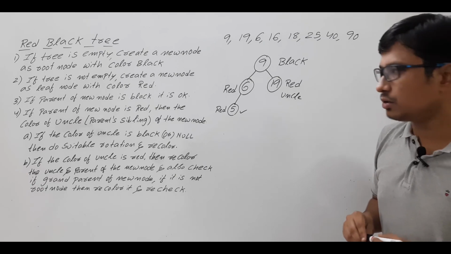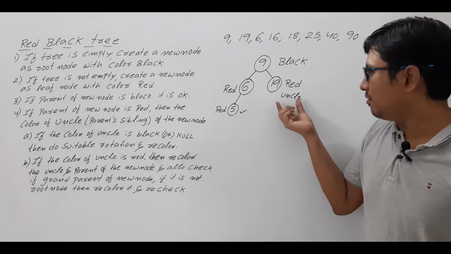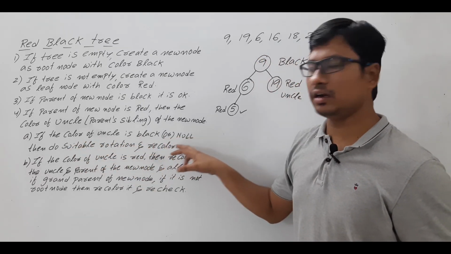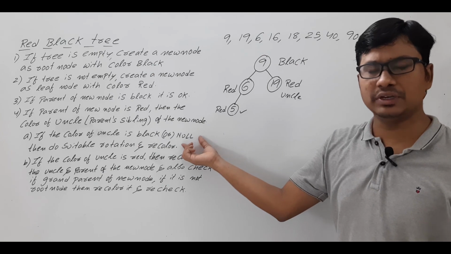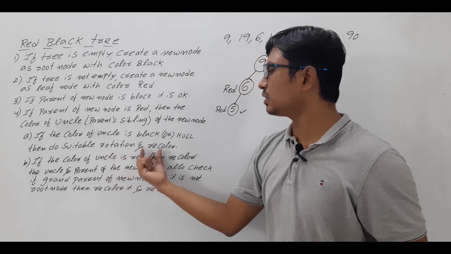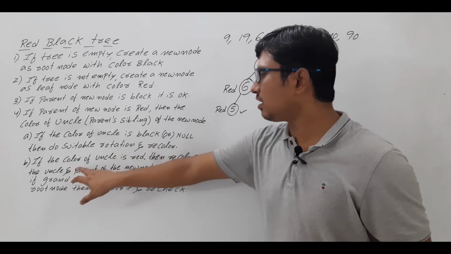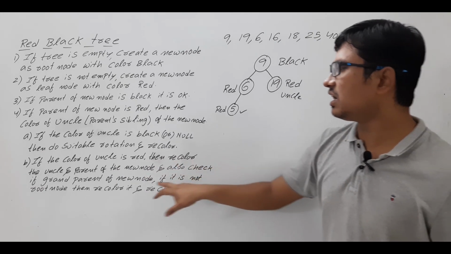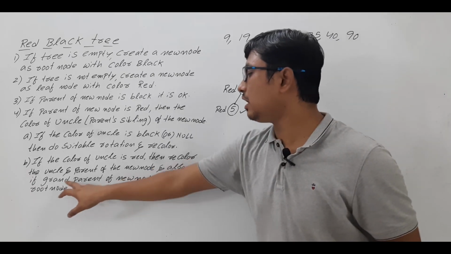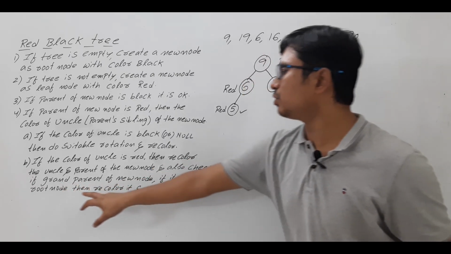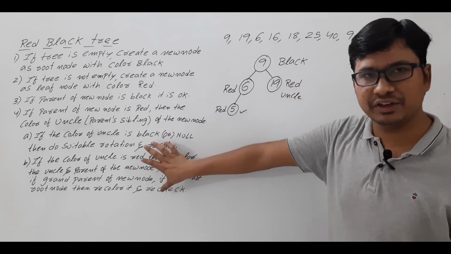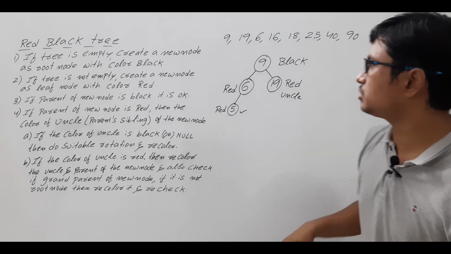Now, this is an uncle, then there are two scenarios possible: whether the uncle color is red or black. If the uncle color is black or null, null is also black only. We have discussed that we will represent the null node with the color black. Then do suitable rotations and recolor. If the color of the uncle is red, then recolor the uncle and parent of the new node, and also check if the grandparent of the new node is not the root node, then recolor it and recheck it. These 2 points are a little bit difficult to understand. I will discuss with examples, don't worry.